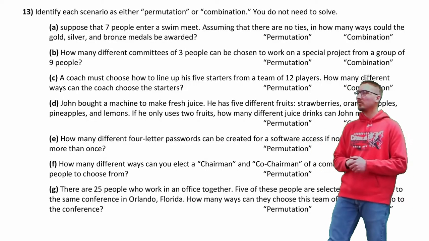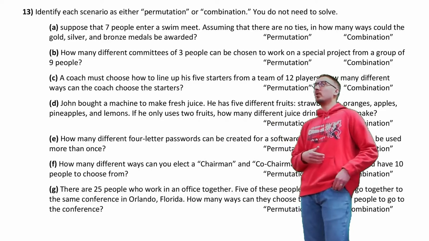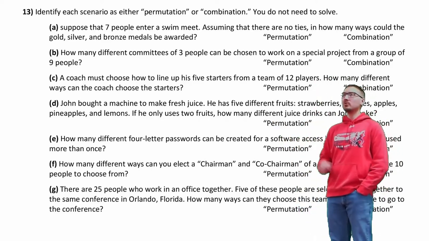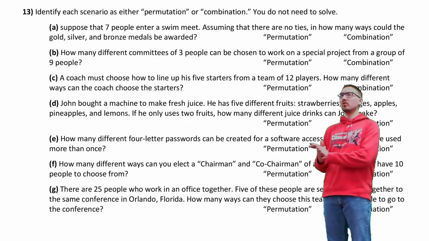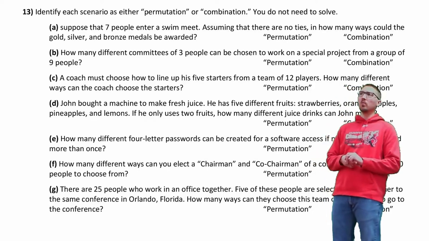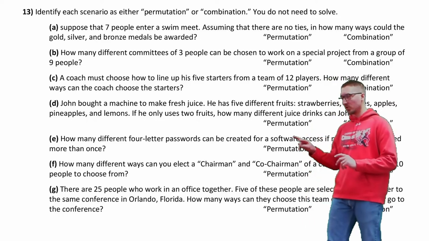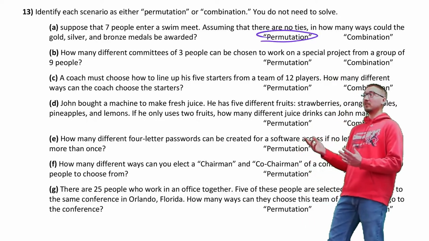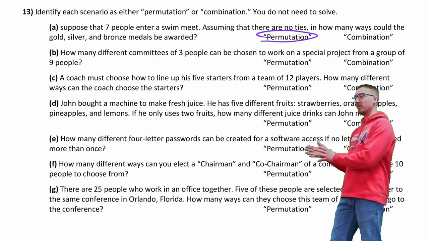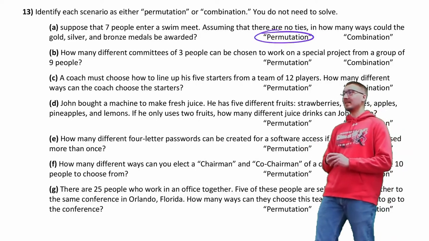Hope you guys had a second to do that. So question A says, suppose that 7 people enter a swim meet, assuming that there are no ties, how many ways could the gold, silver, and bronze medals be awarded? This is a permutation. The order matters. You wouldn't just switch first and second place and say, oh, it's the same outcome. Okay, who finishes in first, second, and third makes a difference here.